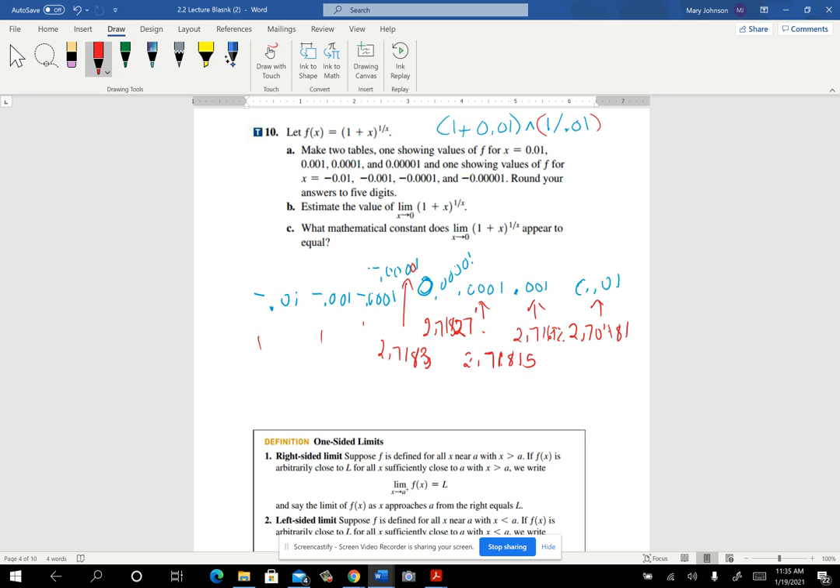So the idea is that whether you're to the right, let me double check my value. Four zeros. I lost count of my zeros.